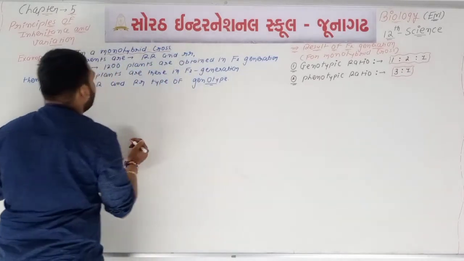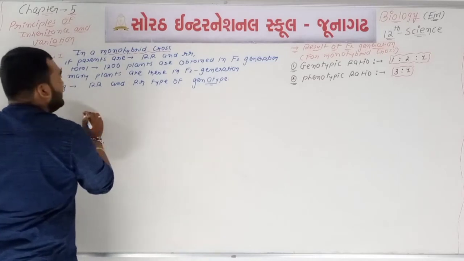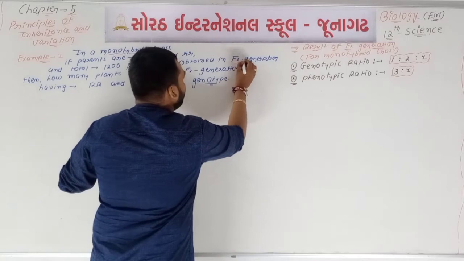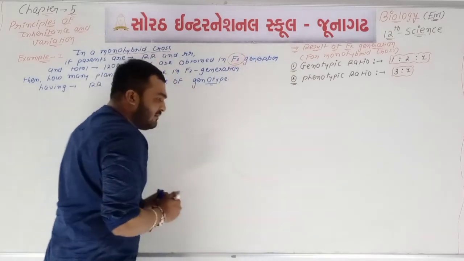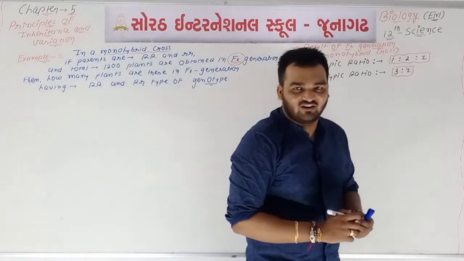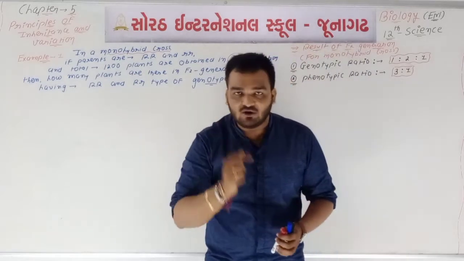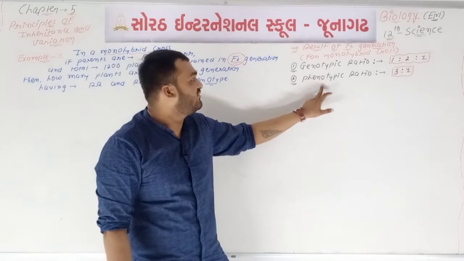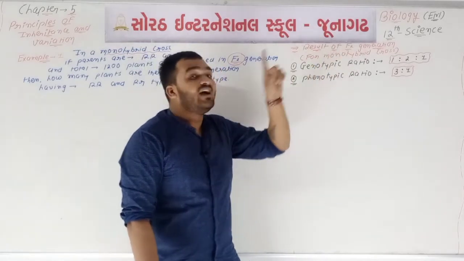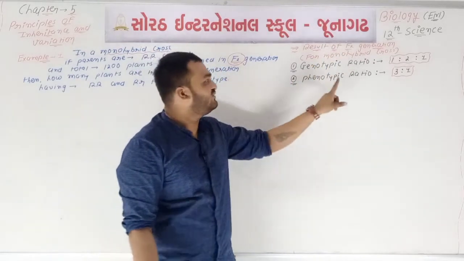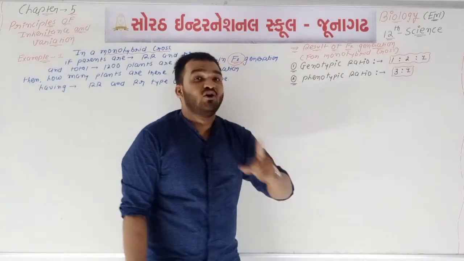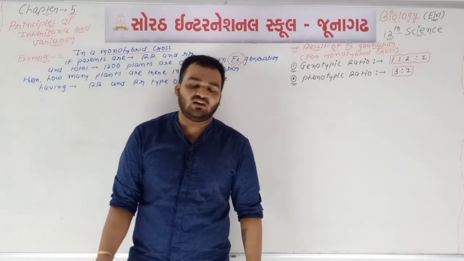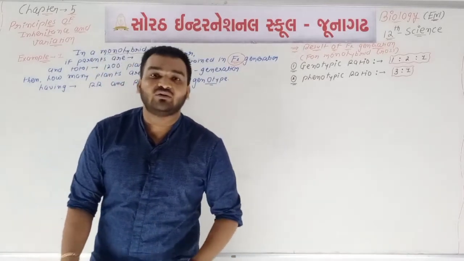The second important word is the F2 generation. We are talking about the F2 generation of the monohybrid cross, because we have the result of the F2 generation of the monohybrid cross, like 1:2:1 is the genotypic ratio and 3:1 is the phenotypic ratio.